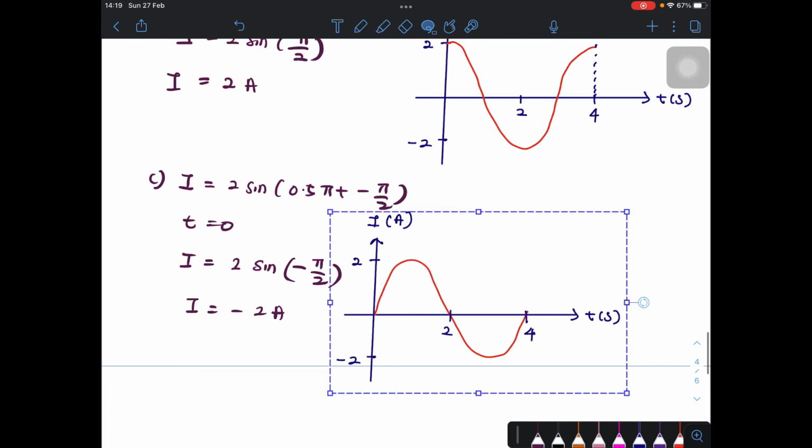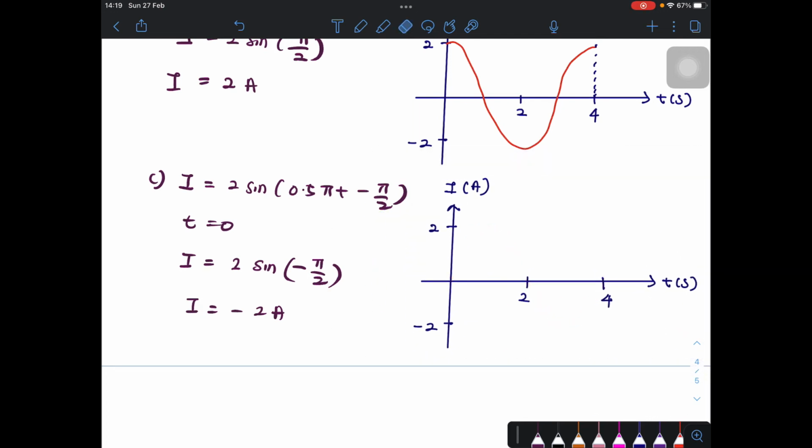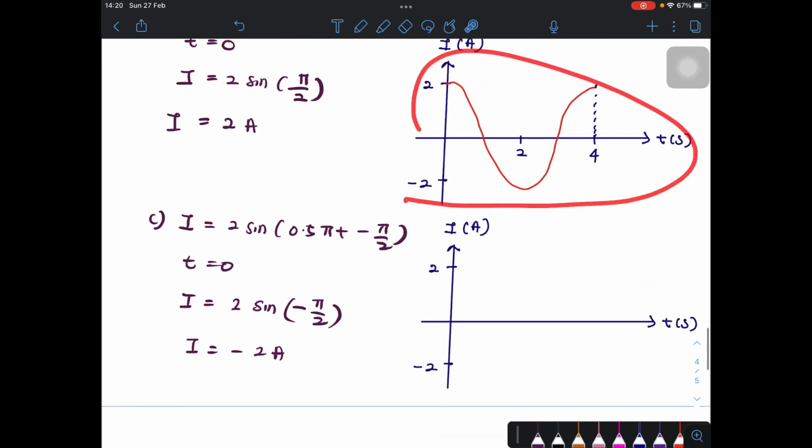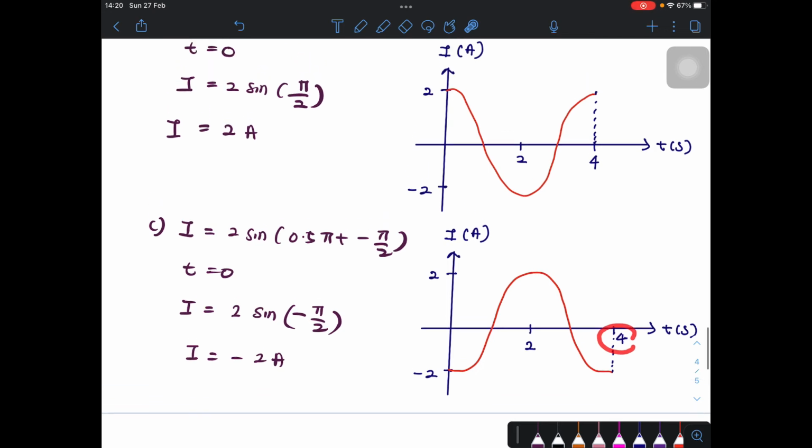So sama juga, your graph will be flipped from this one. So instead of kita start daripada 2, kita akan start daripada negative 2. So from here, then you will get like that. This one will be equal to 4. This one will be equal to 2. So this is the period.